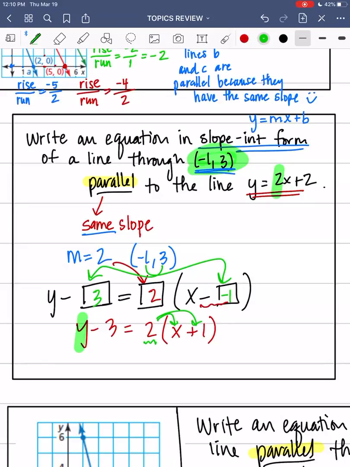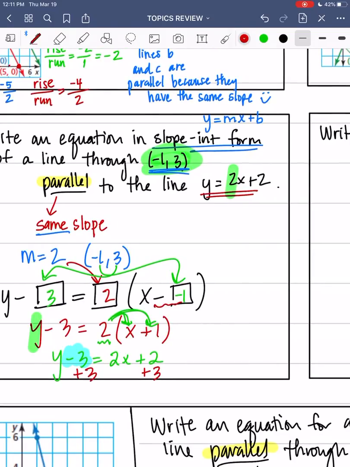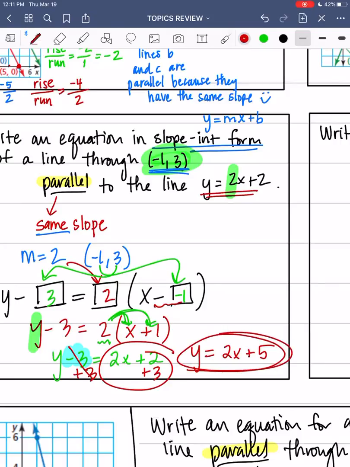So we're still going to have y minus 3 on this side equals 2 times x is 2x. 2 times +1 is +2. Okay, we're almost there. We just have to move this -3 away from the y, so we add 3 to both sides. On this side there's just y left, y equals. On the other side, 2x, we're not adding anything to that, but we have +2 and +3, and that's +5. There it is.